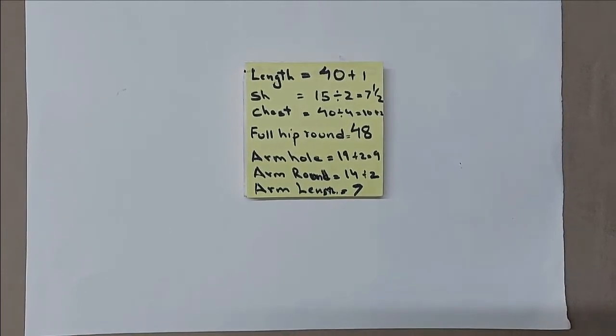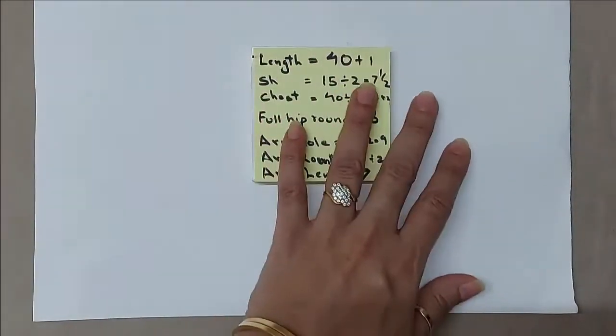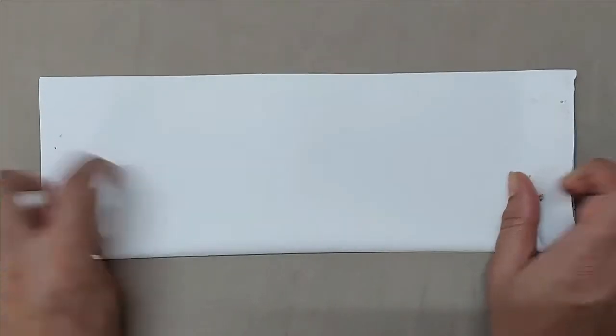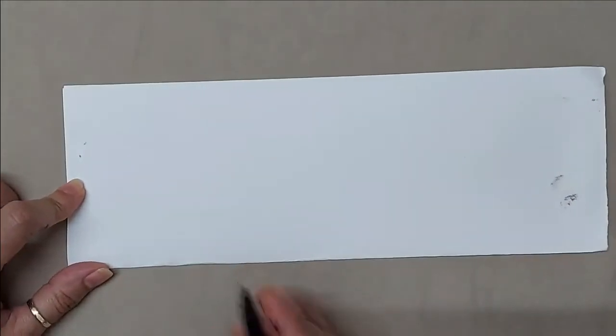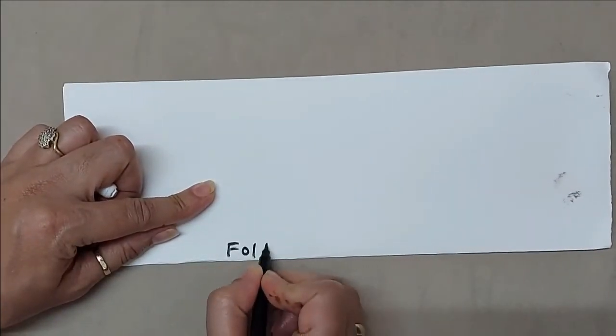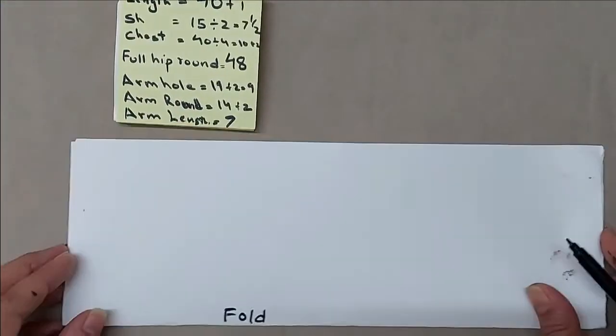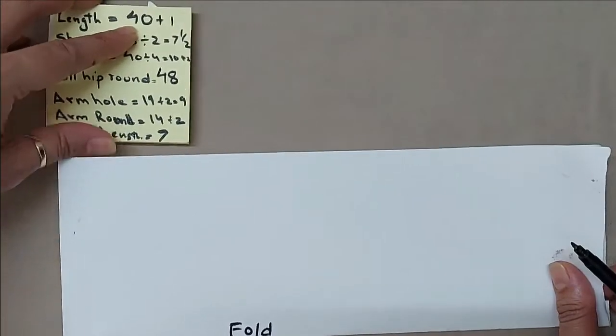And arm length, you can take any length you want. My client's measurement is 7, so I am taking it as 7. So let me show you on paper. Here is the folded cloth. You will fold your cloth like I have folded here. This is the folded part. As you can see, I will share my measurements here, so you can see I am going with the measurements.